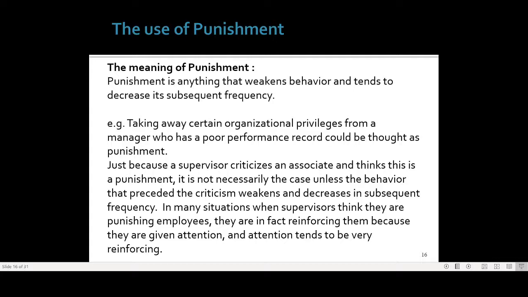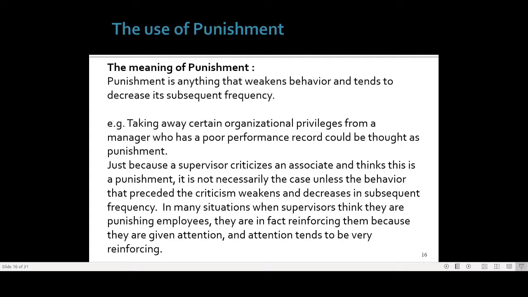Sometimes you misunderstand punishment with negative reinforcement. Just because a supervisor criticizes an associate and thinks it is a punishment, it is not necessarily the case unless the behavior that preceded the criticism weakens or decreases in subsequent frequency. Sometimes when you criticize an associate in front of others, they get motivated, because attention is a motivator, so it reinforces their behavior. So they tend to do the same bad thing, and then you criticize again in front of others, and they get more and more attention. So instead of weakening, it strengthens.